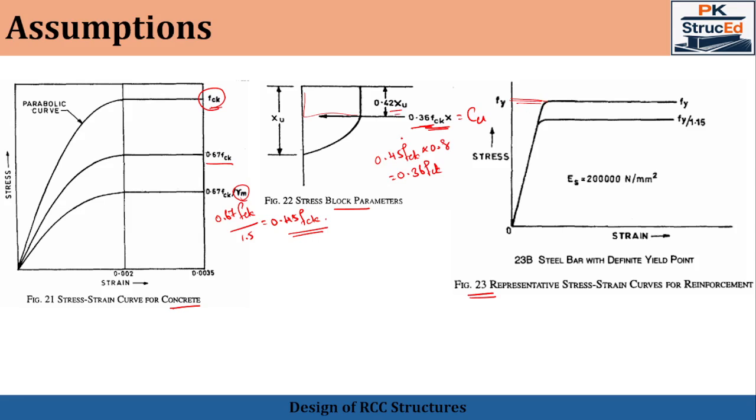And we know that the partial safety factor for the steel is 1.15. Therefore, multiplying this characteristic strength with 1.15 partial safety factor, we will be getting the design strength for the steel as 0.87 Fy. This is what you will be using in the designs.